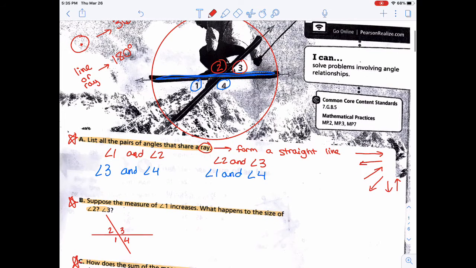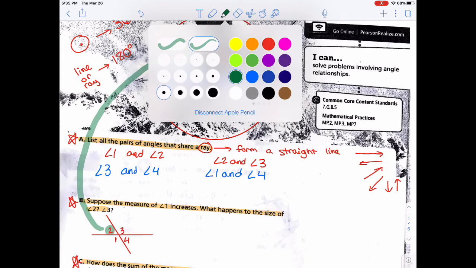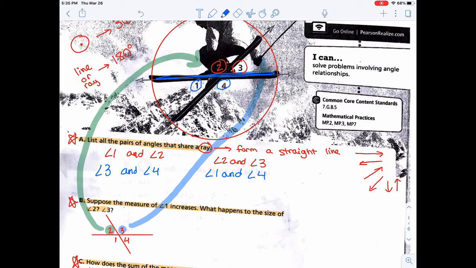So let's look above here. I'll do this in green. Look at my new angle 2. We're trying to see what happened to the size of angle 2. Angle 2, if you look way up here, notice how it got way smaller. And then let's look at angle 3. I'll do this in blue. And again, looking right up there, angle 3 got a lot bigger. So again, once we made angle 1 bigger, angle 2 got smaller, and angle 3 got bigger.